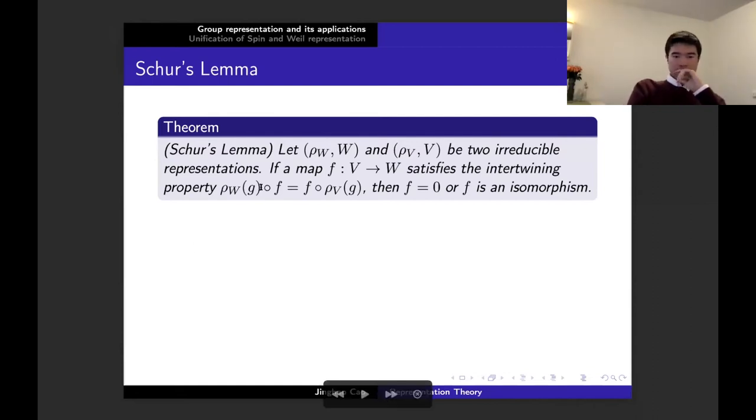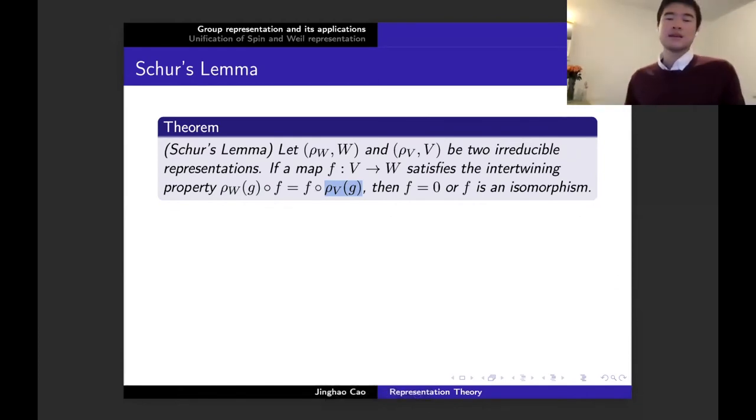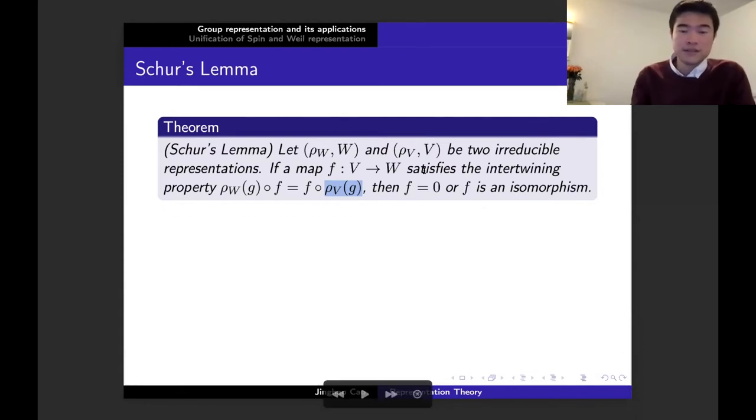So basically, if we have the map F, it goes from V to W. If we do F first and then the representation of W, it should be the same as doing the representation of V first and then F, and this should hold for every element G. The consequence is that this map is either zero or an isomorphism. It's a very strong consequence of this intertwining property.